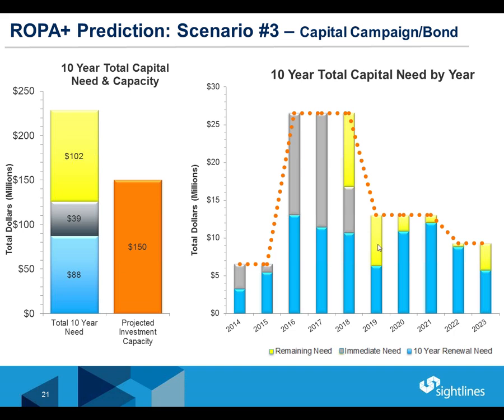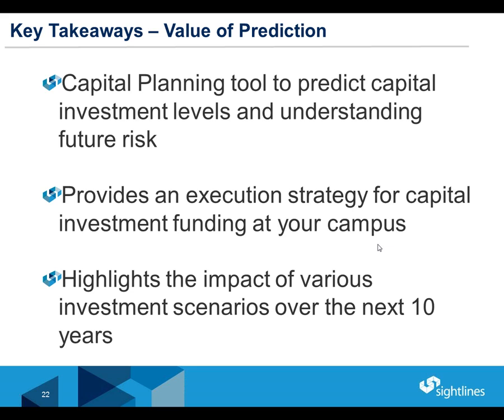Okay. So those are the 3 different scenarios, and that's something that we would work through with the campus, depending on what their funding allocation is, how much they have, what those scenarios might be. So some key takeaways of the value prediction. It's a capital planning tool to predict investment levels and risk. It provides an execution strategy in terms of the sequencing and timing of those investment needs. And like I mentioned, we can highlight various investment scenarios over the next 10 years.